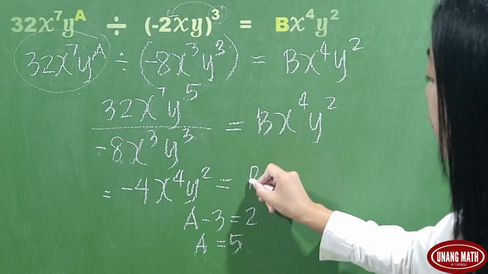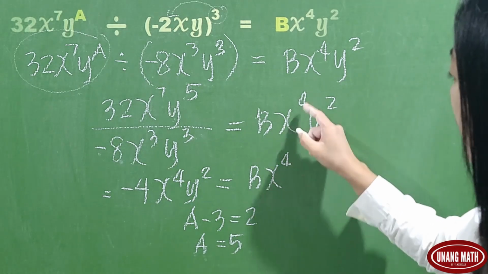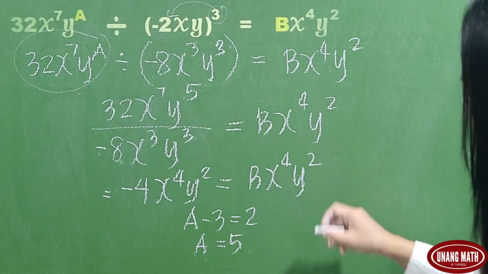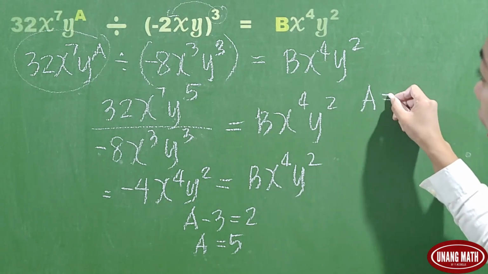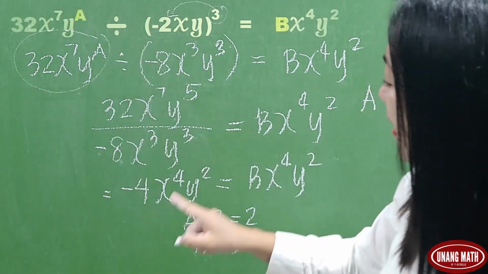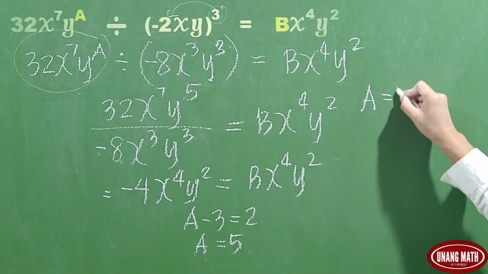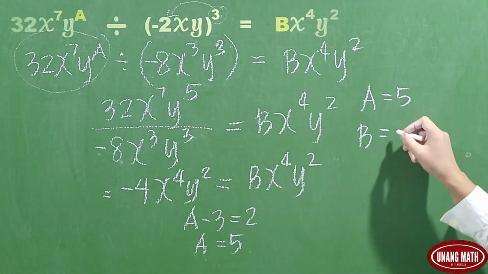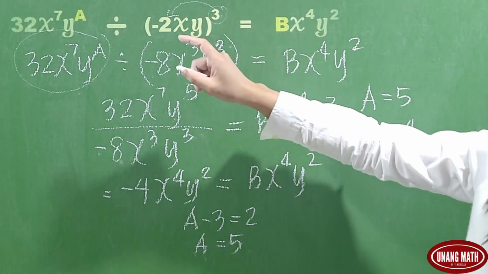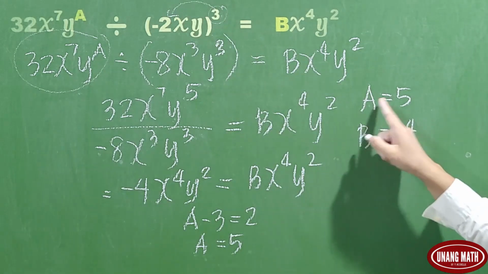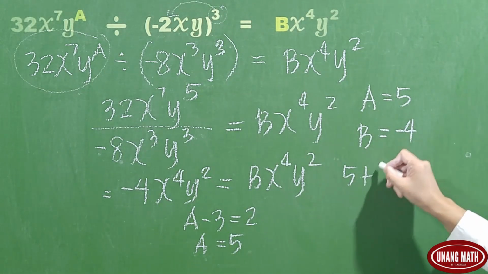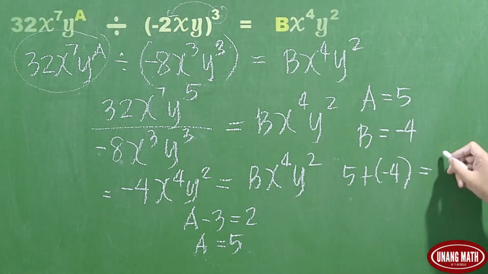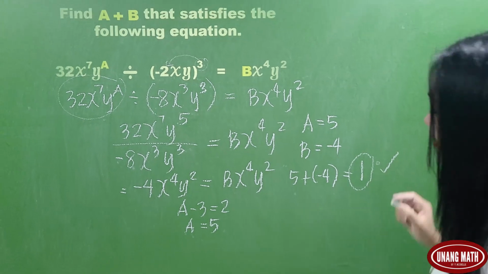Okay, this is equal to bx raised to the power of 4, y raised to the power of 2. So it means, okay, what is the value of a? a is 5 and b is negative 4. The question is a plus b. So 5 plus negative 4, and that is equal to 1. So the answer is 1.